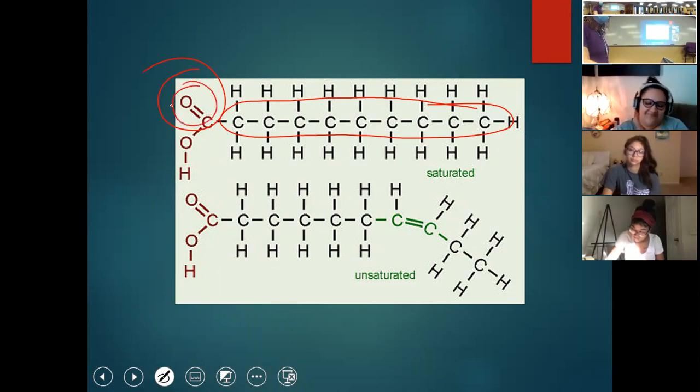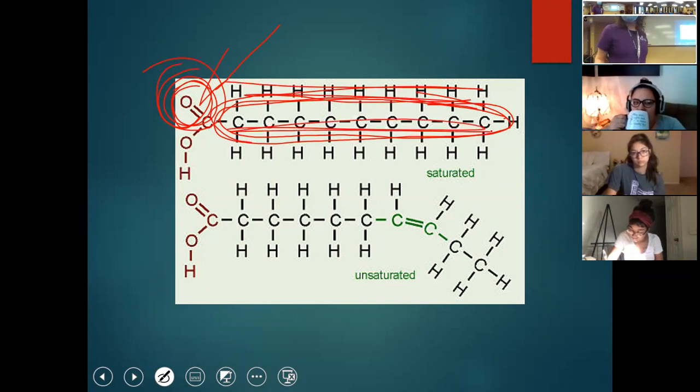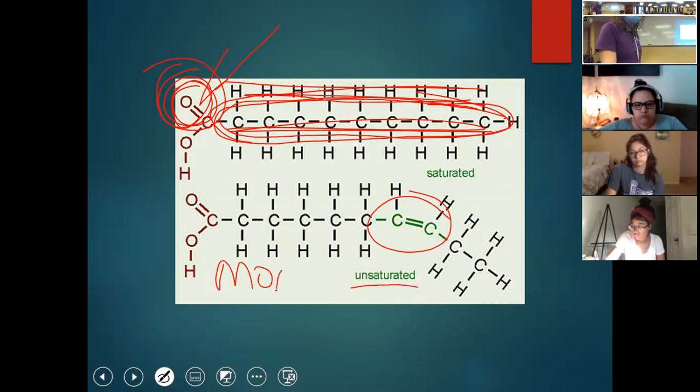Okay, so yes, I agree with you. There is a double bond right there, but is this double bond in the hydrocarbon backbone? It is not. I am only looking at this hydrocarbon backbone. Here I have one double bond, so we would say it's unsaturated. Sometimes we'll say it's monounsaturated. Although if you just say unsaturated, it's implied.